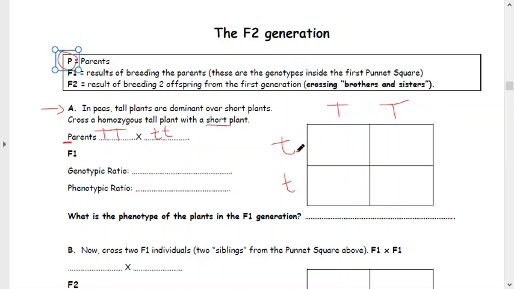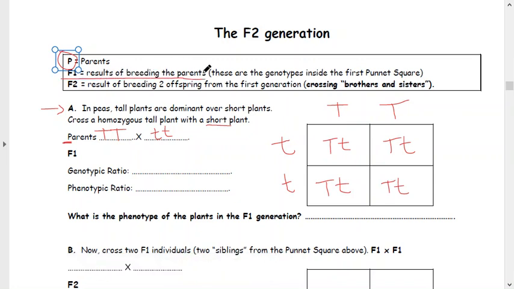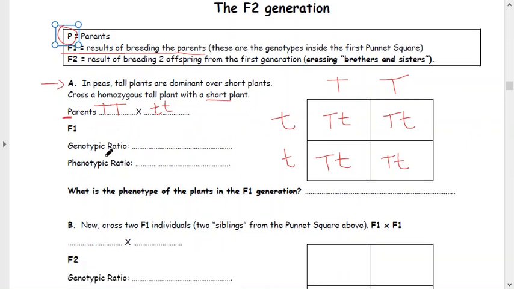All right. When you fill in the Punnett square, just like we've been doing, the individuals inside, the potential offspring, the possible zygotes, that's the F1 generation. It's like the kids. So the results of breeding the parents. These are the genotypes inside the first Punnett square. Again, we've been doing this, we just haven't been calling them the F1 generation.